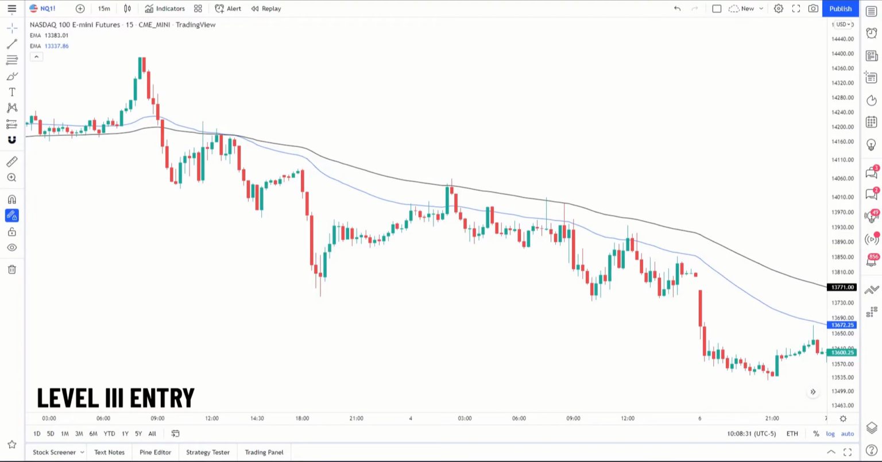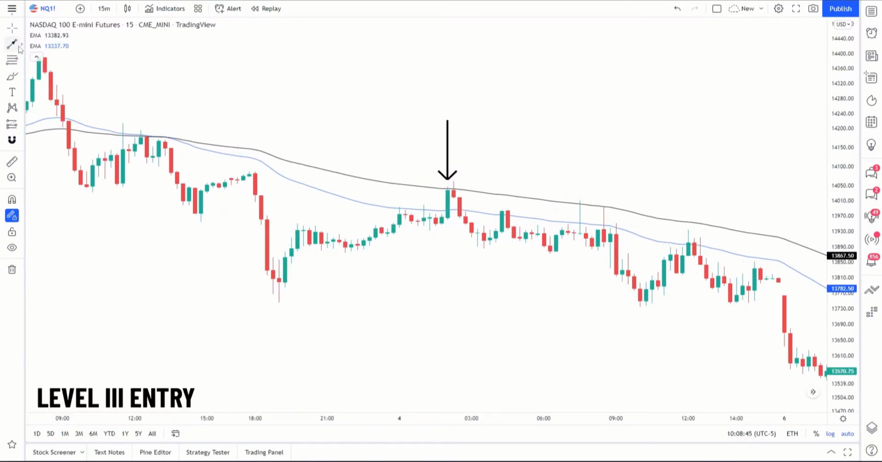The level 3 entry is the last and final entry signal of the 3 that we've discussed today. Now with this one, the only difference is that we are looking for price to actually retrace and test our 200 moving average. Once we get our first candle that tests the 200 moving average, we then take our line and mark the low of that candle. When we get a break below this low, we then look to enter our short position.